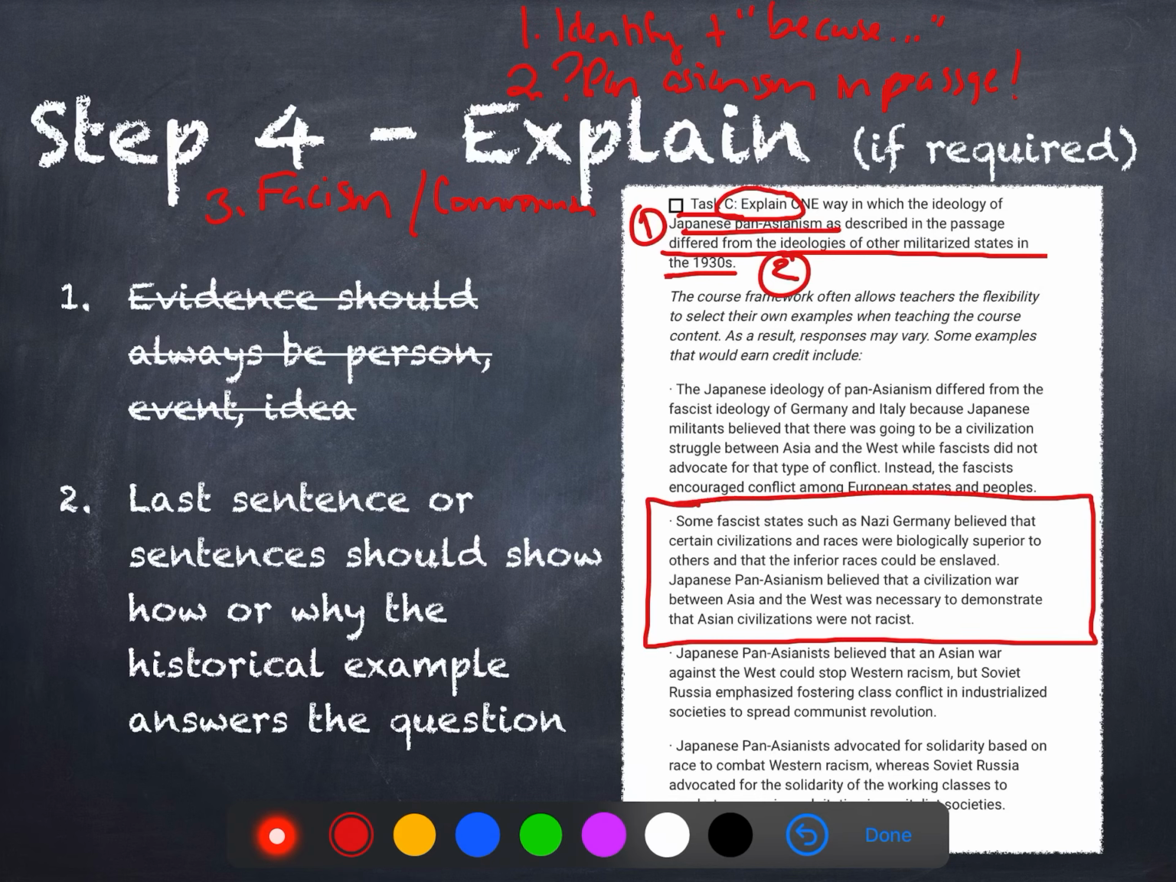Some fascist states, such as Nazi Germany, believed that certain civilizations and races were biologically superior to others. They're saying what the ideology is here. They're naming the ideology of fascism in Germany, and that inferior races could be enslaved. Japanese Pan-Asianism believed that a civilization war between Asia and the West was necessary to demonstrate that Asian civilizations were not racist. So it's doing the exact job, and it did it in 2 sentences. There's a lot of thinking happening here, but you're capable and smart, so you can do it.